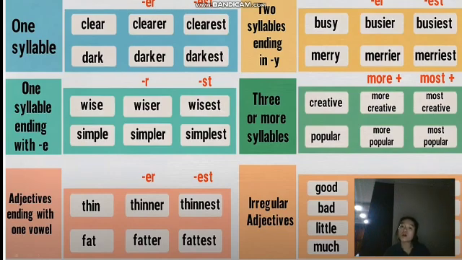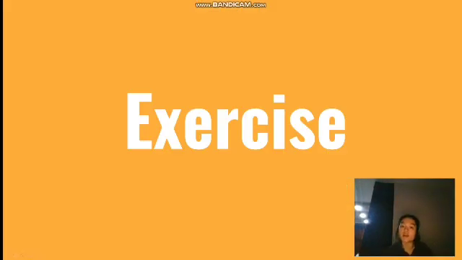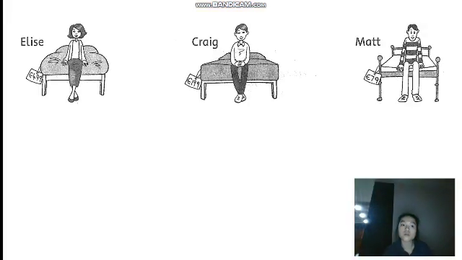Okay, let's do some exercises so you have a clear view of what I have taught. We have three friends, Alice, Craig, and Matt, with their bags. They have different prices. Let's compare as much as you can. Pause it, speak, and give yourself some time. Then play it again for the answers.